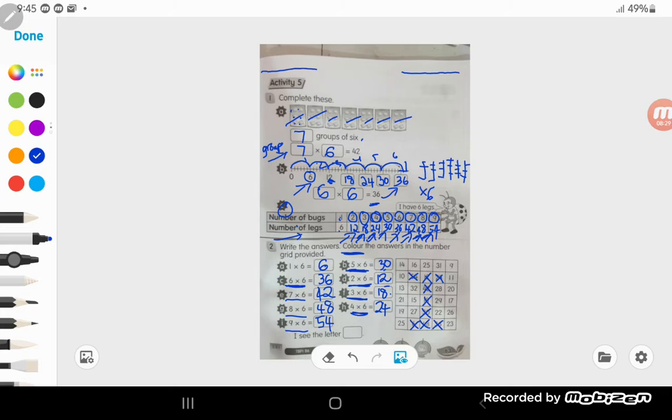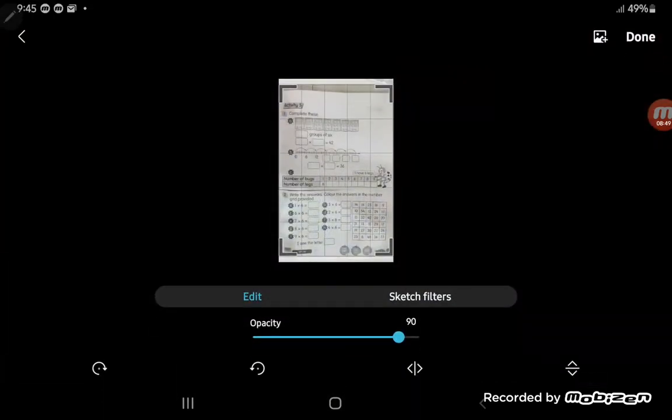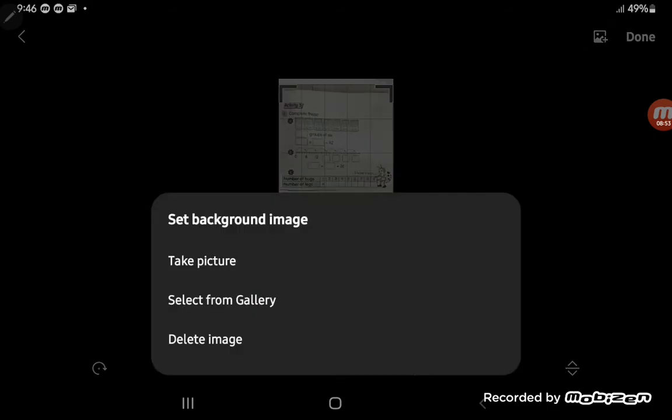So what do you see? What letter do you see? Okay, that is a letter I. Okay, that is how you answer this page. Okay. So, the next one, page 66, okay.